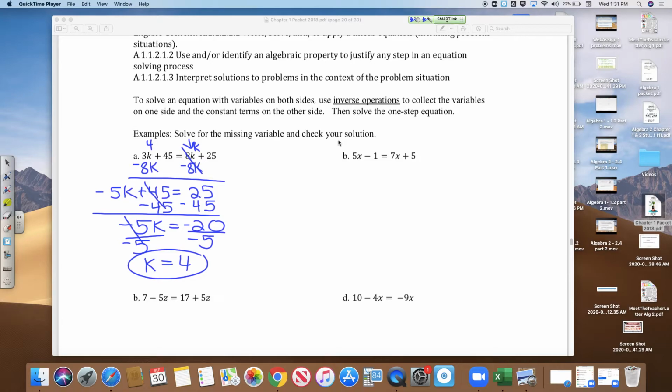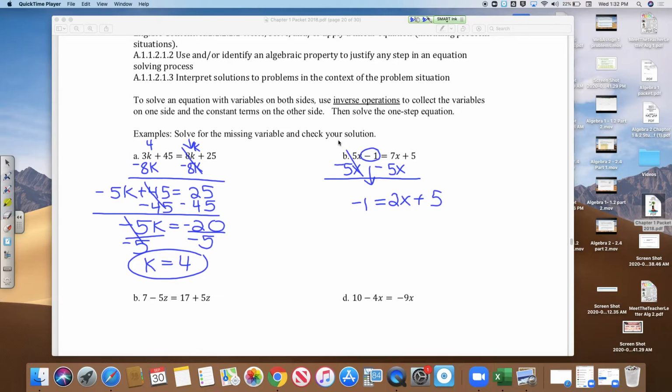Looking at the next one, 5x minus 1 equals 7x plus 5. I'm going to move all of these variables to one side. So my options are to either move the 5x to the right or the 7x to the left. I'm going to move the 5x to the right, and the way I would do that is by subtracting 5x from both sides. When I do that, these 5x's go away, and be very careful. I'm left with a negative 1 on the left-hand side, and 7x minus 5x is 2x, plus 5 on the right-hand side.